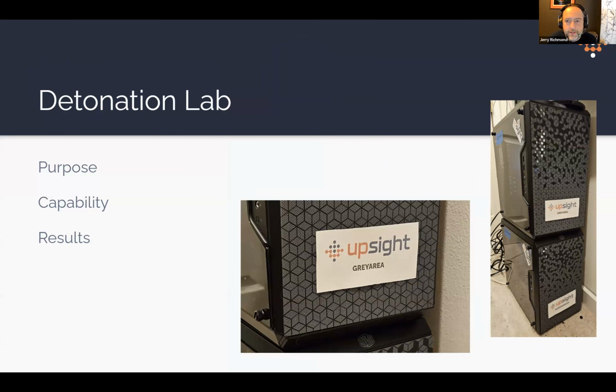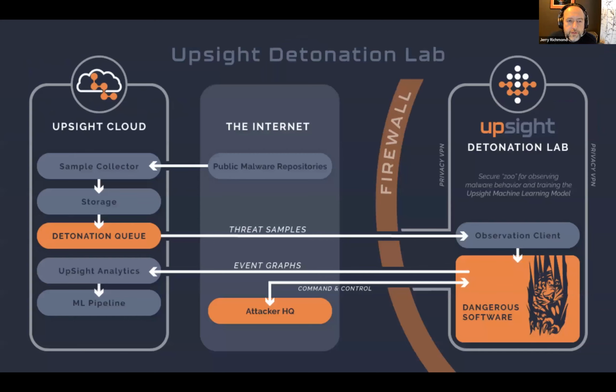So what is the Detonation Lab? Today, I'm going to talk a little bit about the purpose of the Detonation Lab, the capabilities of it, and also how that's helped us. I'll start by describing the Detonation Lab. The Detonation Lab is an environment where malicious attacks can be replayed for better understanding how the attacking software behaves. This allows us to collect data during the attack that we can use later to analyze and to identify different characteristics to be able to predict how the attack plays out.